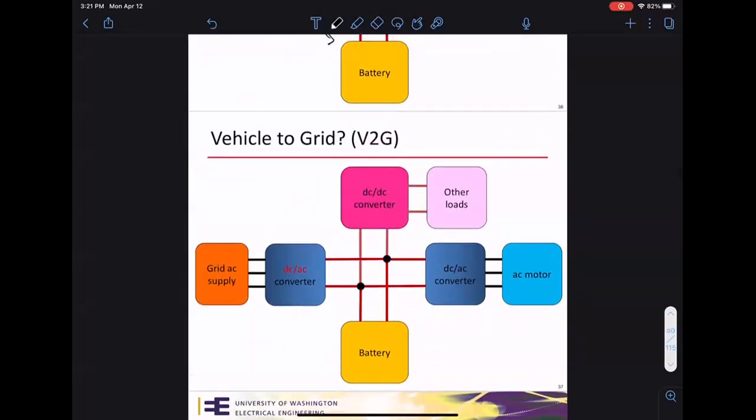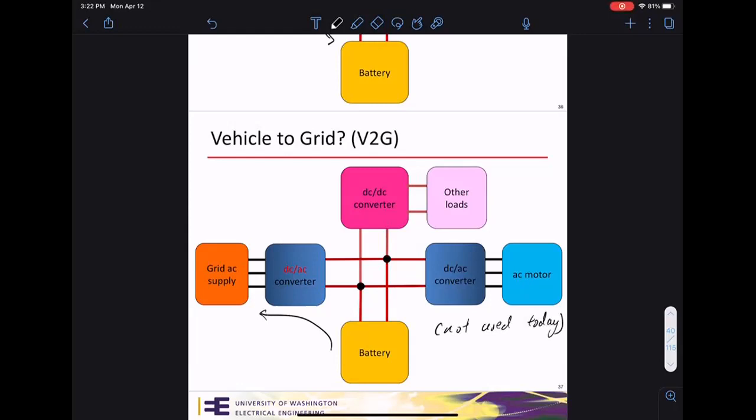And then the last thing we have is vehicle to grid, meaning you pull the power from the battery into the grid. Maybe the grid needs power. Maybe you have a blackout somewhere. You want to use your vehicle as a storage device, so you can pull power out of the battery into the grid. But this is not very common today. This is not used very much today.